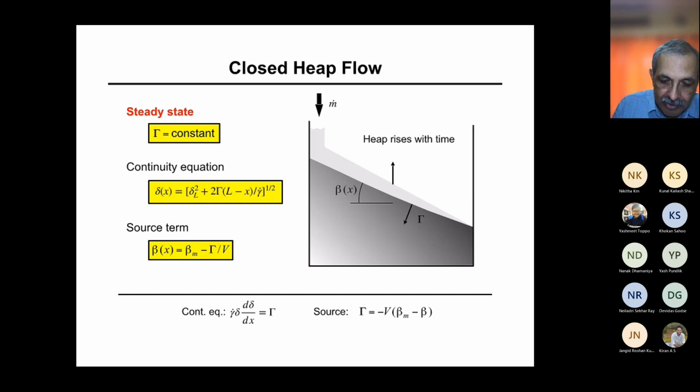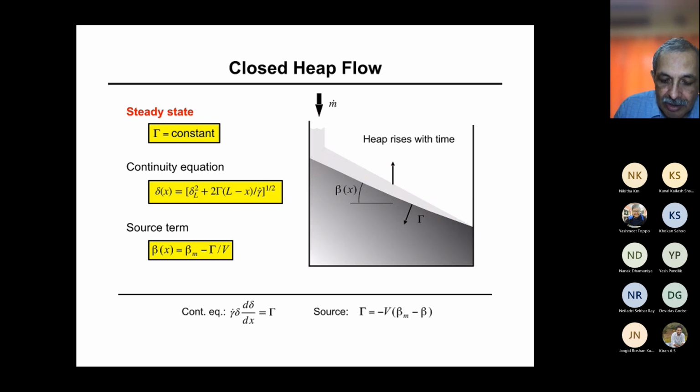Then the second problem that we looked at was, supposing you have a closed heap, that is, this wall is closed. So as you are pouring, the material flows down this surface and the heap will rise with time. And here what we say is that the rate of deposition at every point is the same, because the shape will be constant, it will not change with time. Only thing, it will just move up. So this gamma, which is the rate of deposition at each point, is uniform and constant.